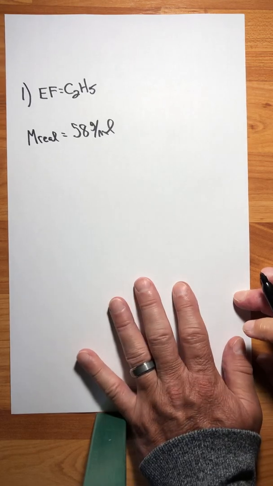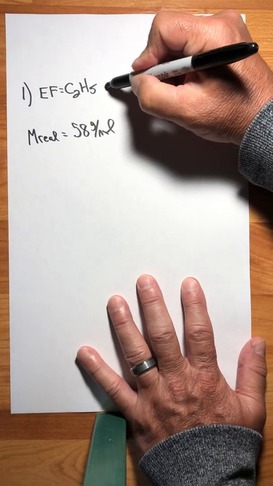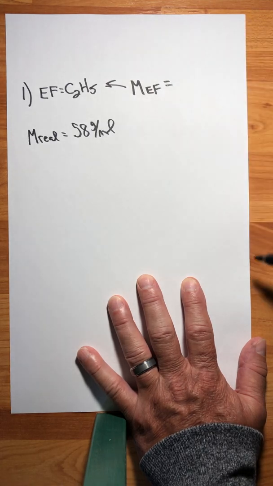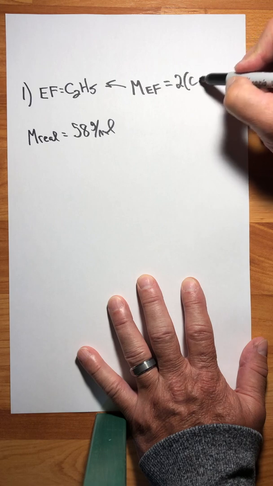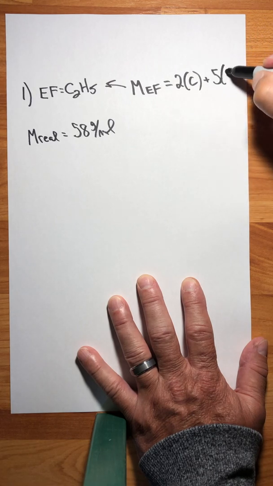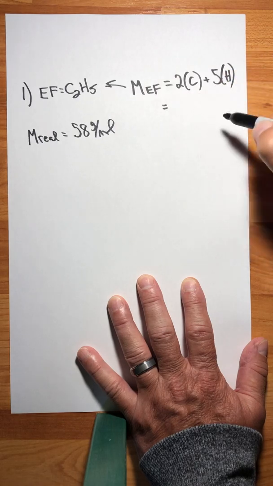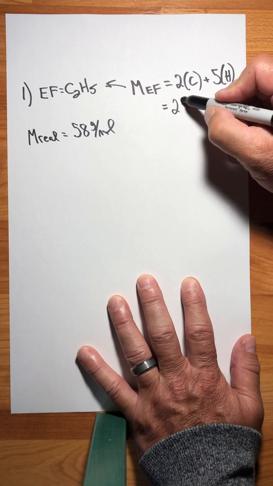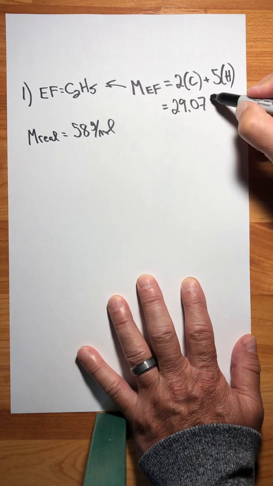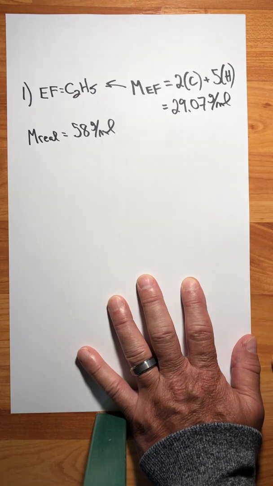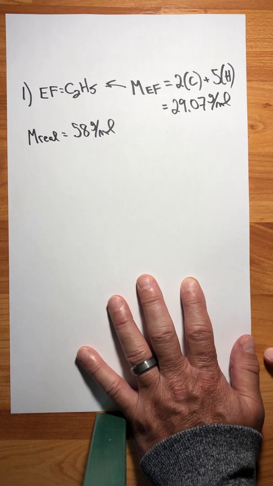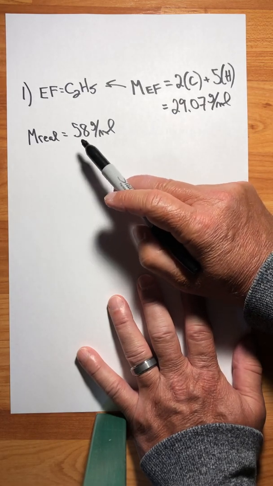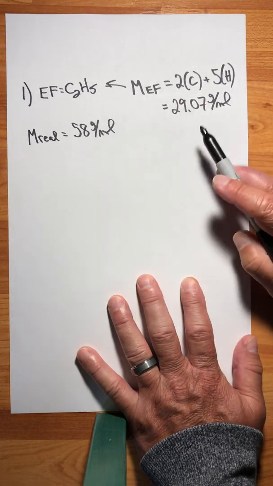So the first thing we want to do is figure out what is the molar mass of my empirical formula. So to do that, we have 2 carbons and 5 hydrogens. And that will end up giving you a molar mass of 29.07 grams per mole. Okay? The next step we're going to do is see how much more the actual compound weighs compared to our empirical formula.